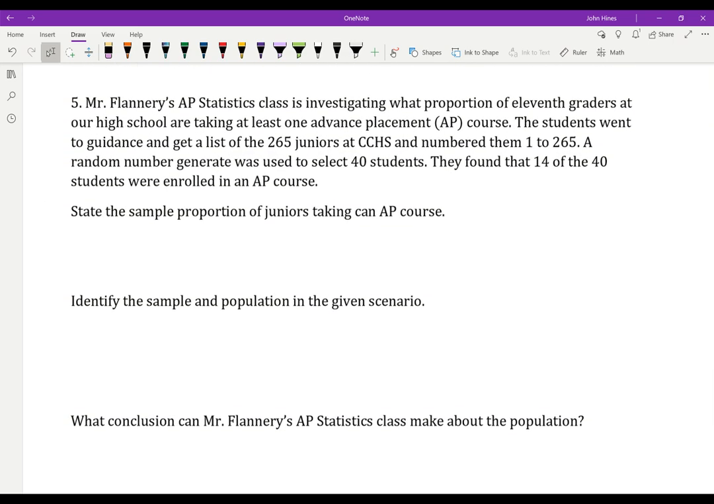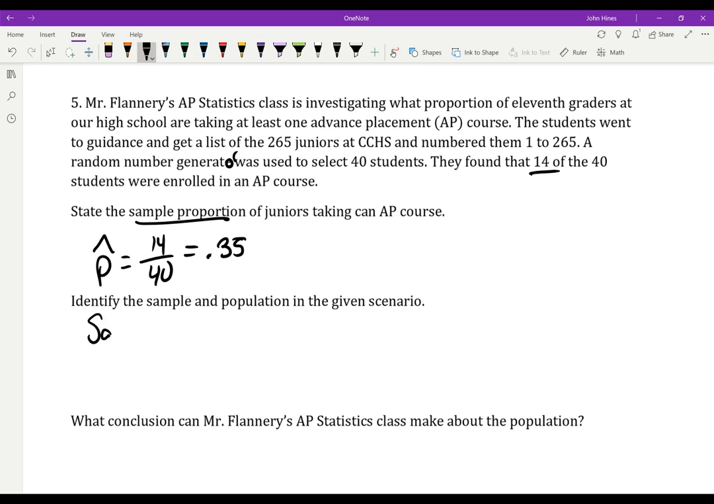And finally, Mr. Flannery's AP Stats class is investigating what proportion of 11th graders at our high school are taking at least one AP class. The students went to guidance and got a list of 265 juniors at CCHS and numbered them 1 to 265. A random number generator was used to select 40 students. They found that 14 of the 40 students were enrolled in an AP class. State the sample proportion. So what's my p hat value here? Well, how many of them are taking an AP? 14 out of 40. So my sample proportion, my p hat, comes out to be 0.35. That is my sample statistic that I have right now.